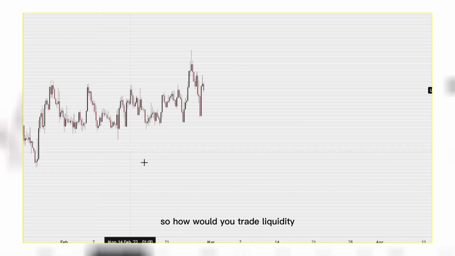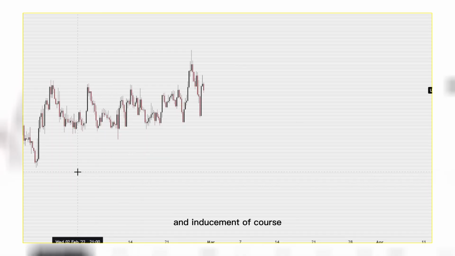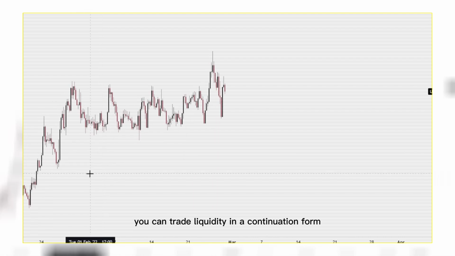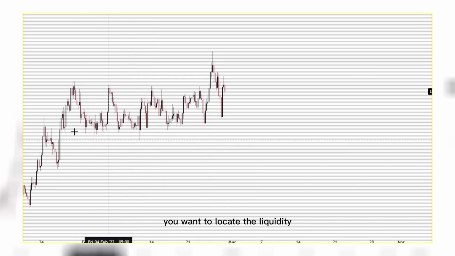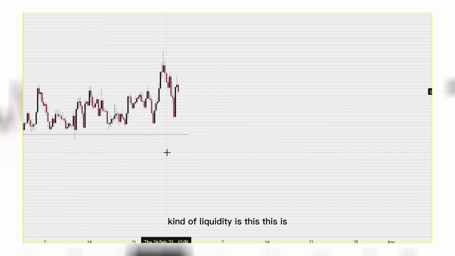So how would you trade liquidity and inducement? Of course, you can trade liquidity in a continuation form, but let's focus on the inducement part. So first of all, you want to locate the liquidity. In this case, here's your liquidity. What kind of liquidity is this?